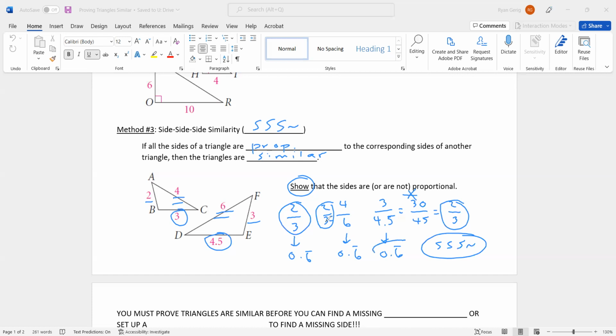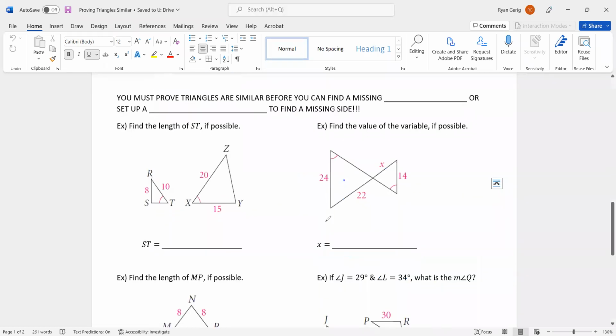And a lot of people are going to write 0.6 repeating. Don't do that. I need to see a fraction with a ratio. Okay, so you need to be able to change 3 over 4.5 into a fraction. So if you didn't catch that, watch that part over again, or ask in class.